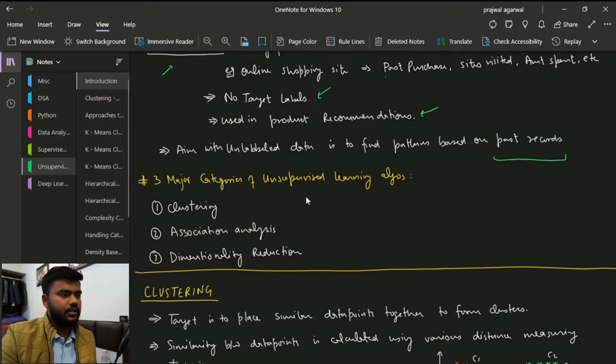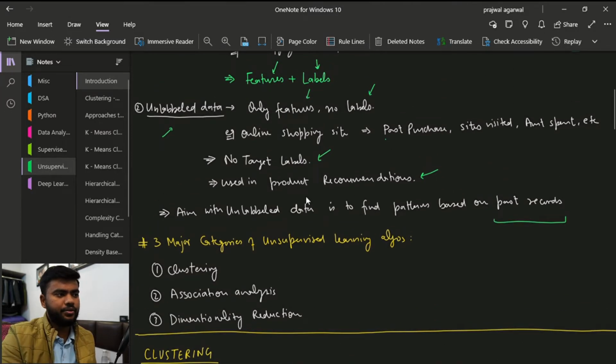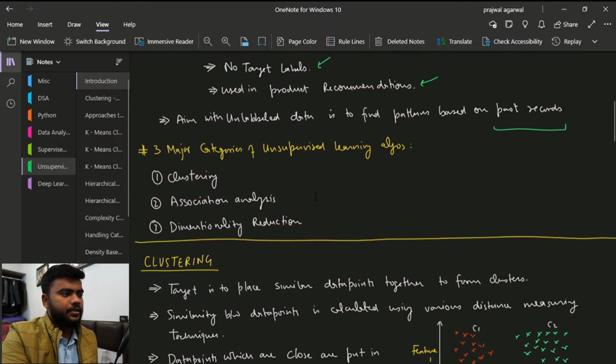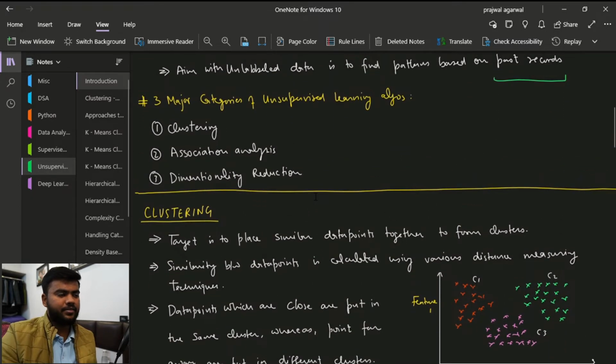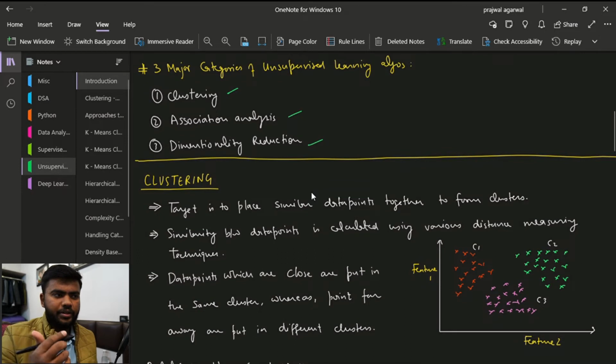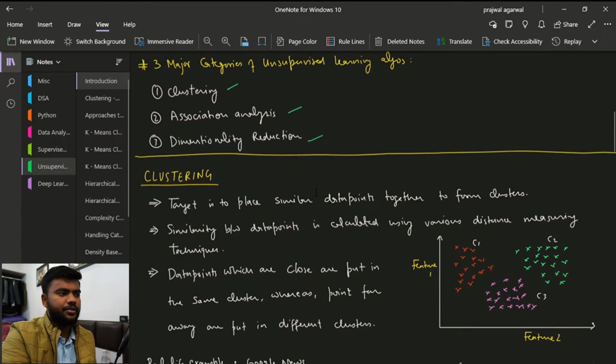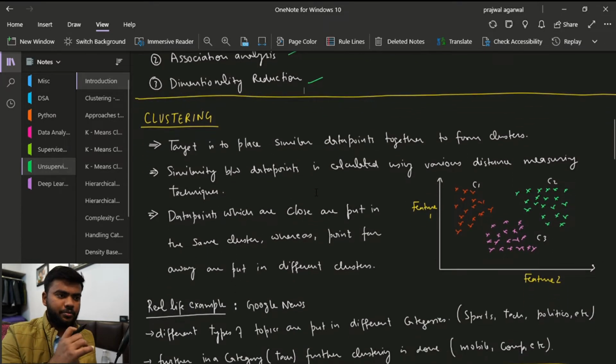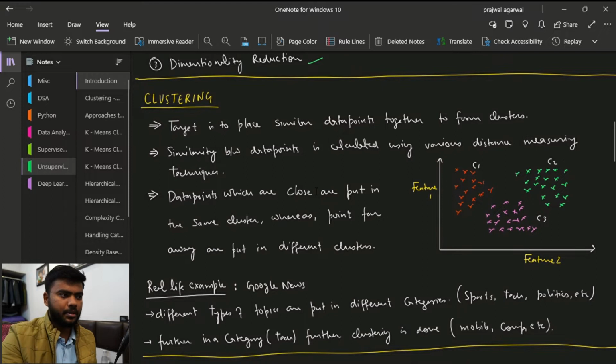All right. There are three major categories of unsupervised learning algorithms. By the way, unlabeled data is where we use unsupervised machine learning. First, we have clustering, then we have association analysis, then we have dimensionality reduction. In this video we are going to talk a little briefly about all these categories, and then we are going to have a very good discussion on all of them in the upcoming videos.